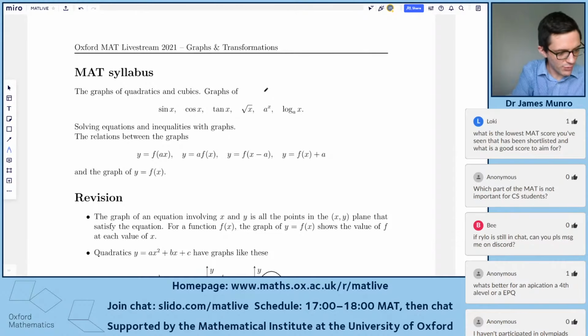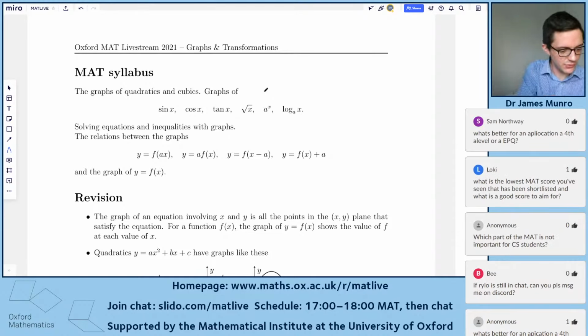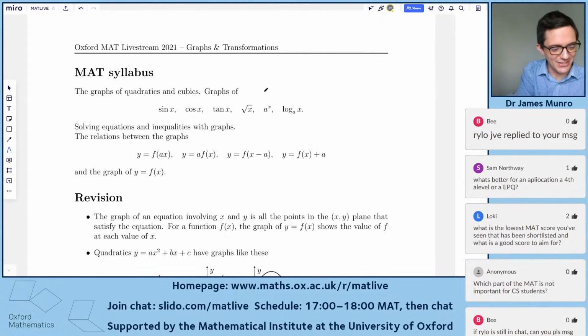Sam would like to know about 4th A levels and EPQs. So I guess Sam knows that we don't use EPQs or 4th A levels in Oxford admissions. But I suppose if you've got the opportunity to do either of those things, then either of them could be a way to explore more academic study. In terms of your application for Oxford, doesn't matter. We're going to look at your MAT score. If we shortlist you, we're going to look at your maths questions at interview.